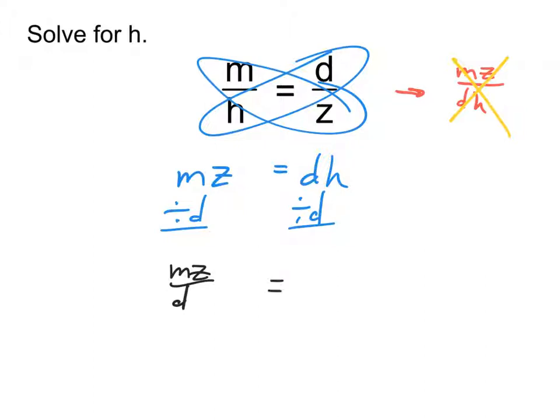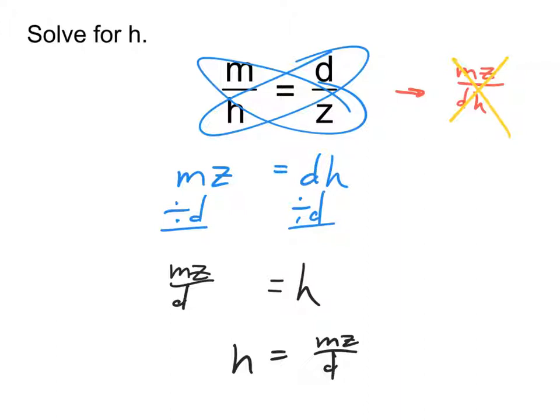Actually, I want to line that up. There we go. So mz over d equals h. Now I know for some of you, you don't like it being the equals h on the right-hand side. Yes, you can rewrite it as h equals mz over d, but if you're going to do so, do it as a separate step like that.